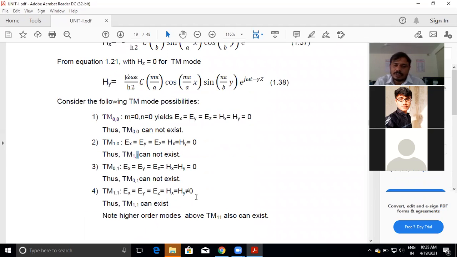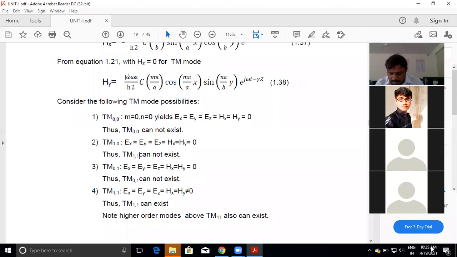Okay. So the next class is the cutoff frequency and its formula. Is it clear up to this point? Okay. What is the minimum mode existing in the TM mode? What is the higher order mode we have? Are you listening to the class? So TM11 is the minimum mode existing in the TM mode.